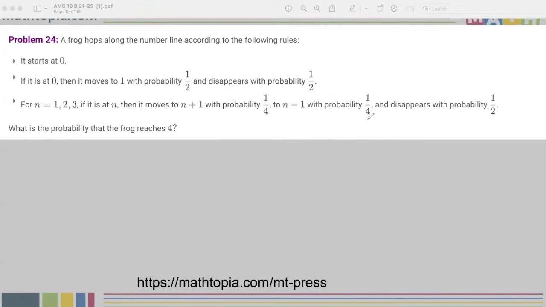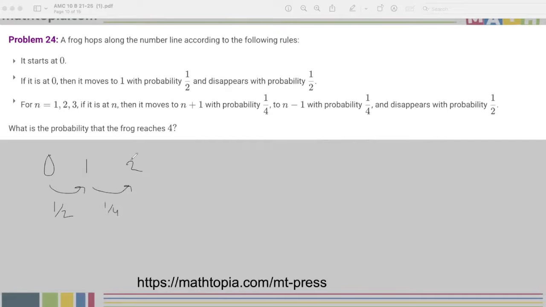So the issue with the actual way the problem is stated is that if you just try to solve the problem this way, you're not going to be able to. So if you start at 0, you ask, what is the probability that the frog makes it to 1? Okay, 1/2. What is the probability that the frog makes it to 2?